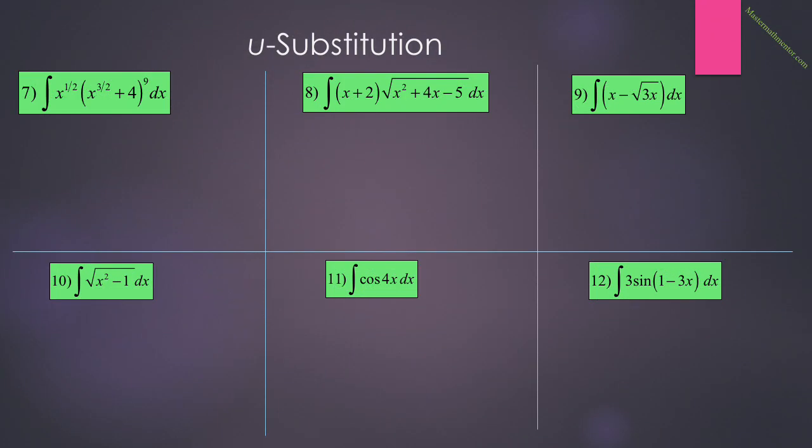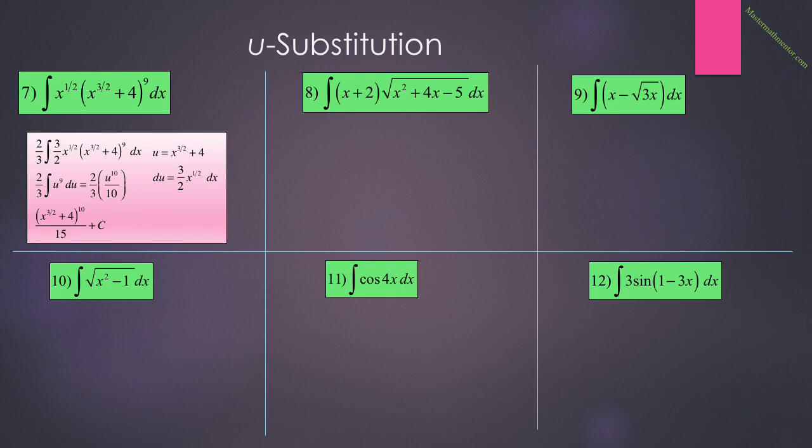Numbers 7 through 12 are more problems in taking indefinite integrals. They're a little bit more difficult and also involve trig. Number 7 asks for the integral of x to the 1/2 times the quantity x to the 3/2 plus 4 raised to the 9th power dx.